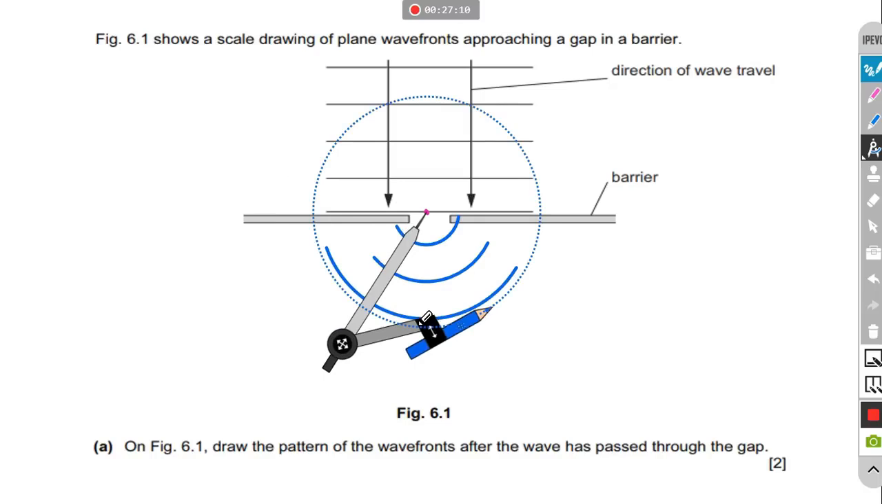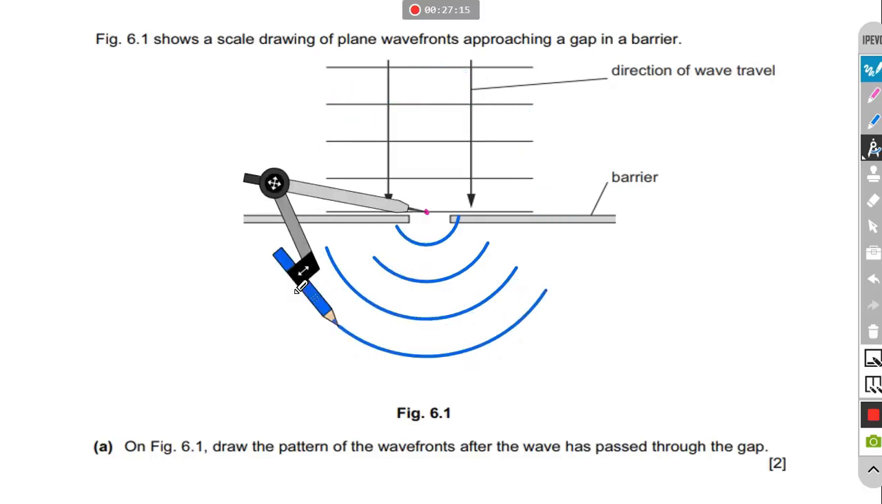One more time. 3 are enough, but just do the 4th. Now this is maximum diffraction since the wavelength is about the same size as the gap. You can erase those excess parts, and that's the diffraction. Alright, let's go to the other question.